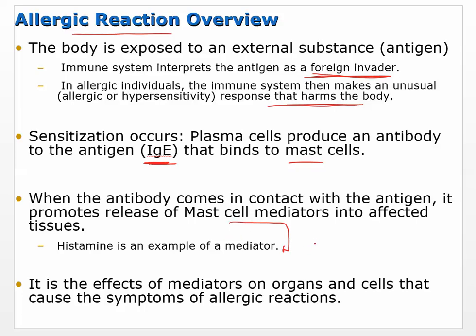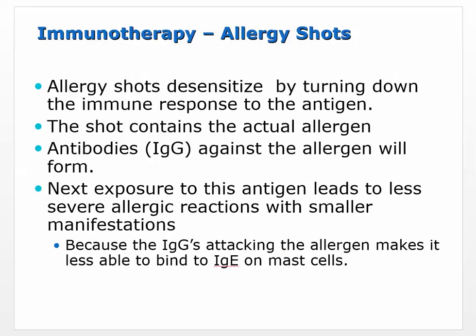That's why we take antihistamines a lot of times for an allergic response. Histamine is released from the mast cells, along with some other cytokines and molecules, and it binds to histamine receptors. If we take an antihistamine, we block those receptors. So no binding of the histamine can take place, and it kind of short circuits the allergic response. It's the effect of the mediators on the organs and cells that cause the symptoms of an allergic reaction.